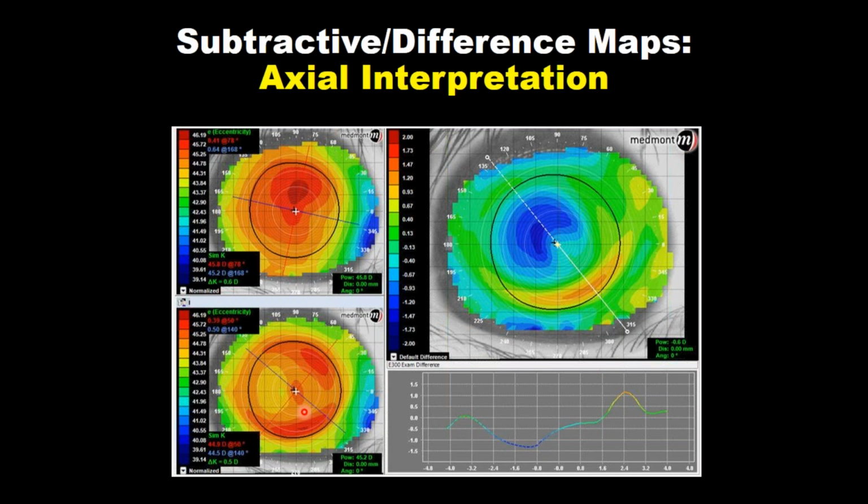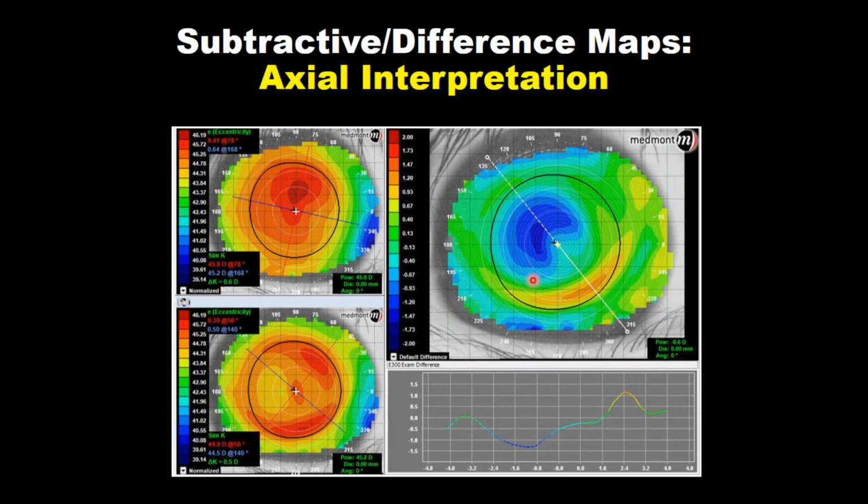So pre-Ortho-k, post-Ortho-k, difference map. With the axial interpretation, we can click our cursor right in the center and say this patient had a 0.6 diopter RX change. So we don't have to do a refraction in Ortho-k. If we have a good baseline and a good post-treatment map, the subtractive map will tell us what the actual effect was. So this patient had a very mild 0.6 diopter RX change in one night. That's the first thing we learn.